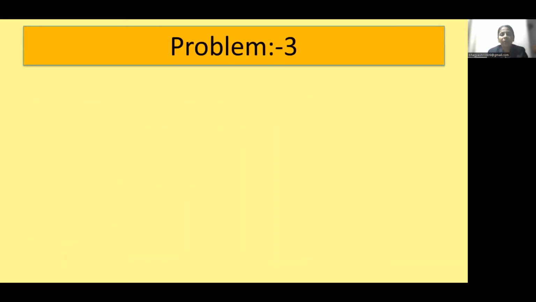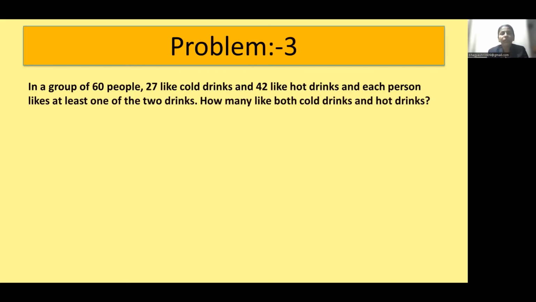Then next example, in a group of 60 people, 27 like cold drink and 42 like hot drink, and each person likes at least one of two drinks. How many like both cold drink and hot drink?